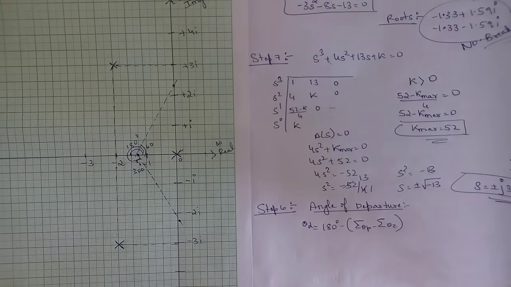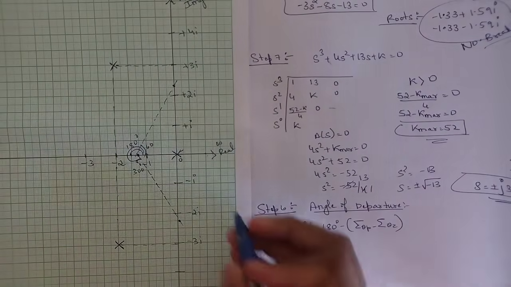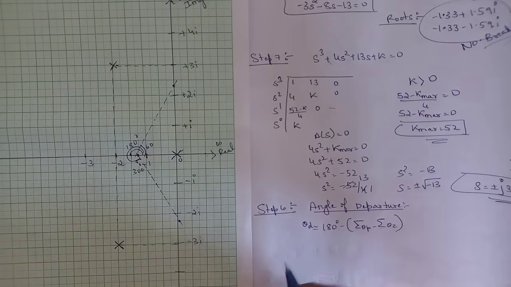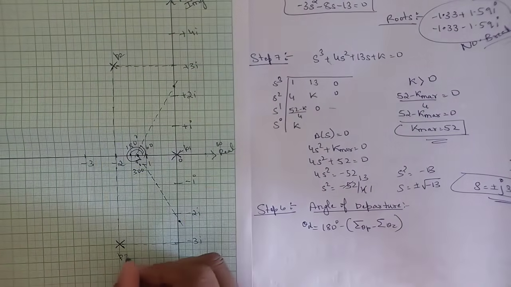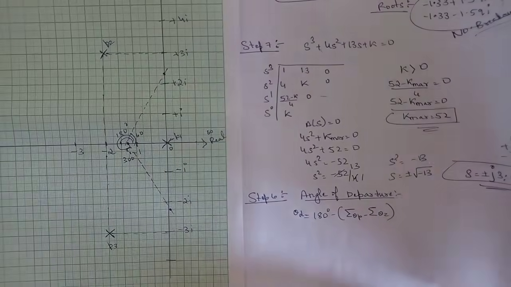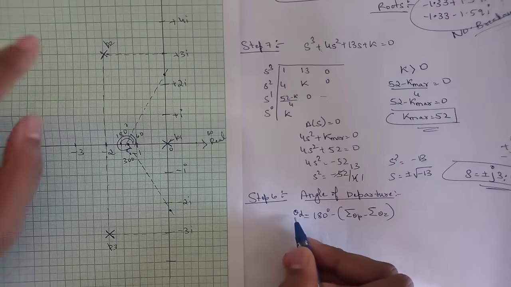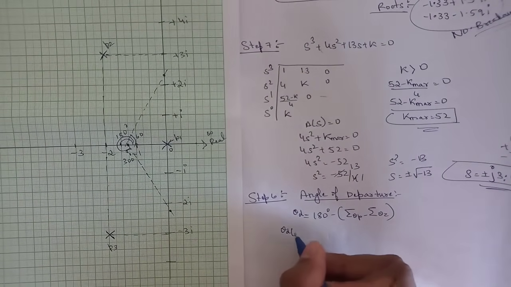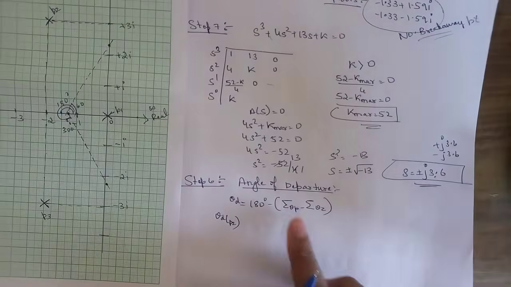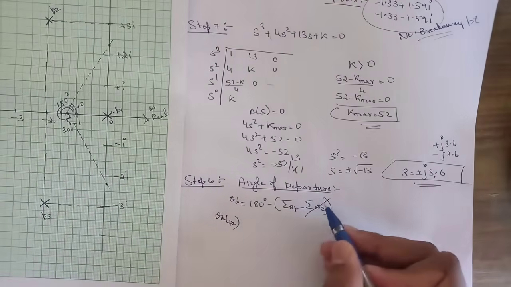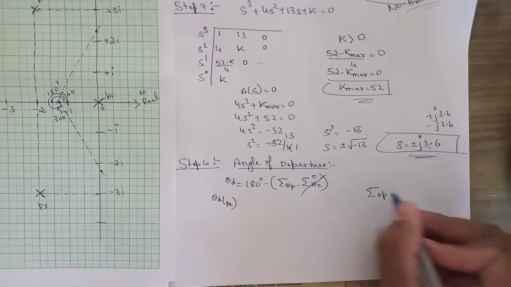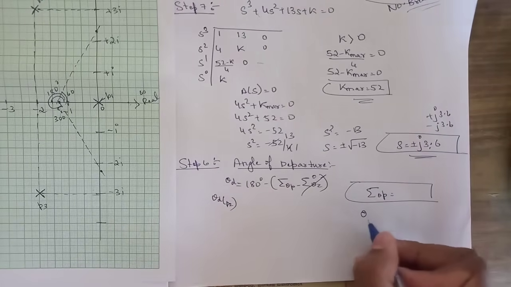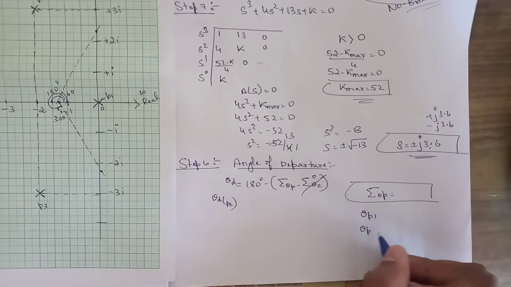So now we need to calculate the angle of departure for these two poles. So now let's name the poles as pole 1, pole 2 and pole 3. Okay, so now we need to calculate the angle of departure with respect to pole 2. Okay, so theta d with respect to p2. For that, since we don't have any zeros, that is 0, so we need to calculate only summation theta p. So for that we need to calculate theta p1 and theta p3, right?